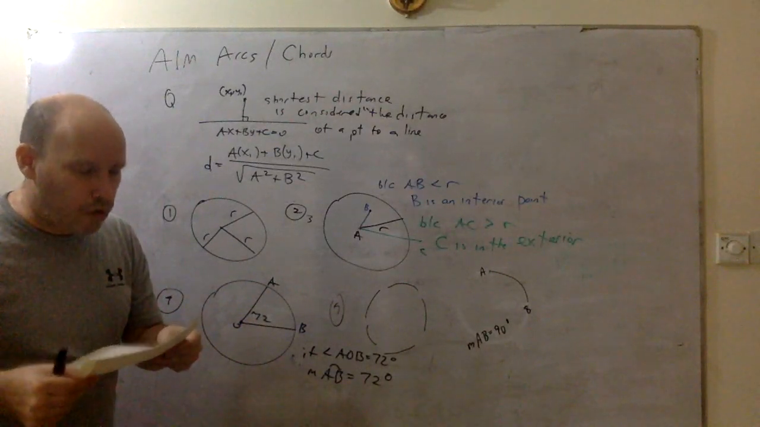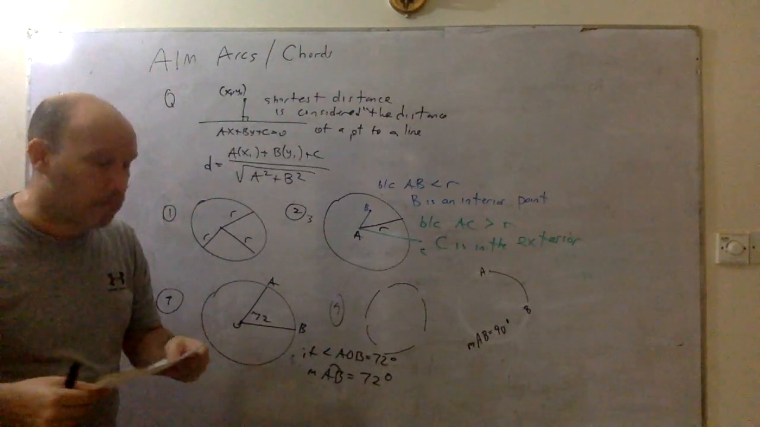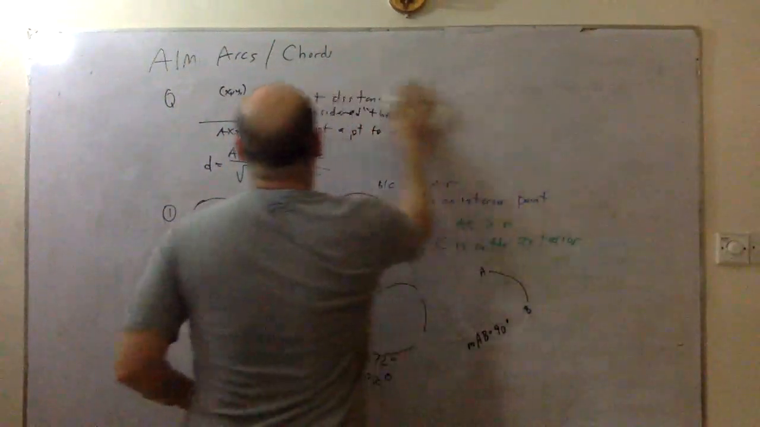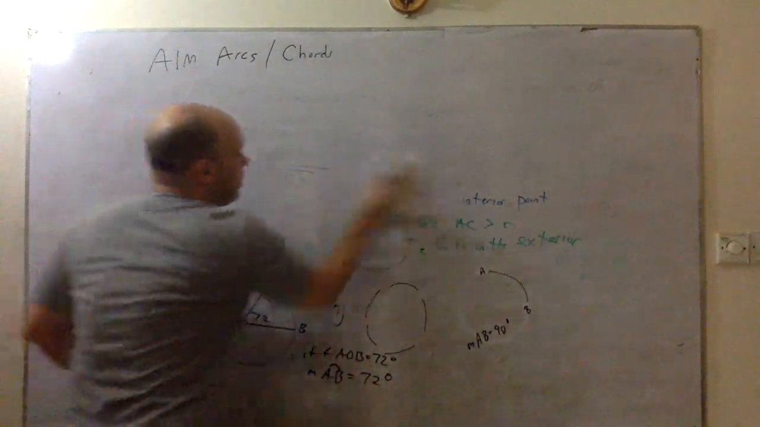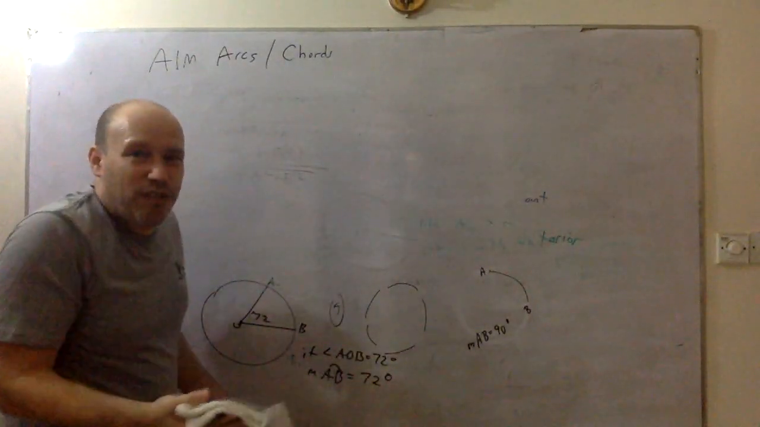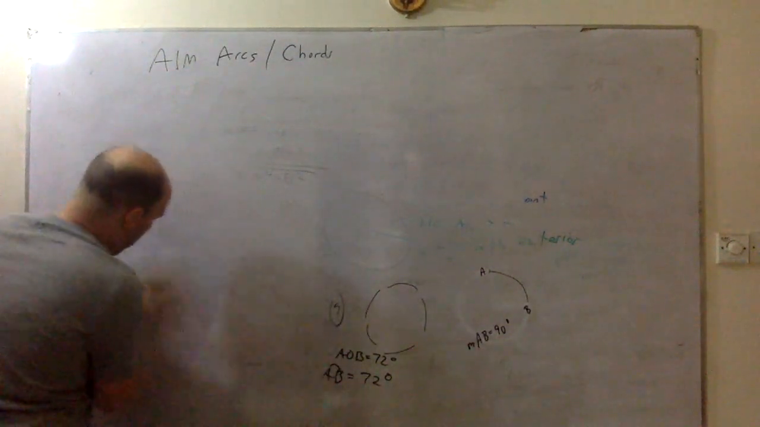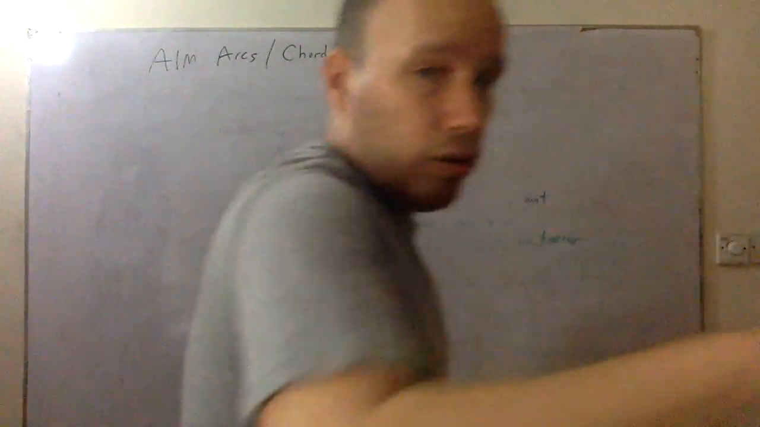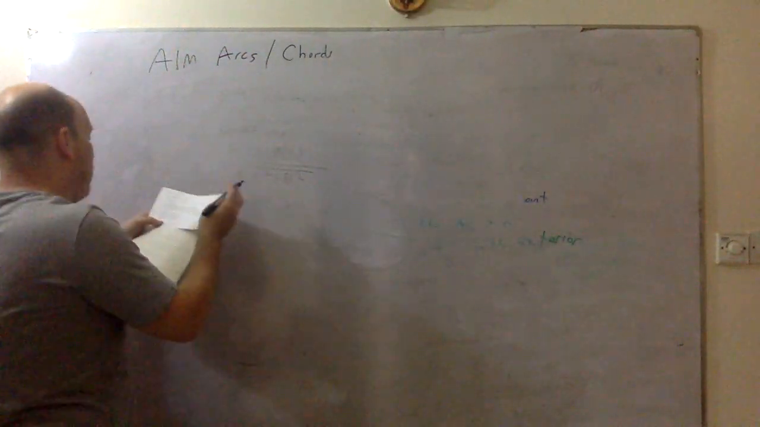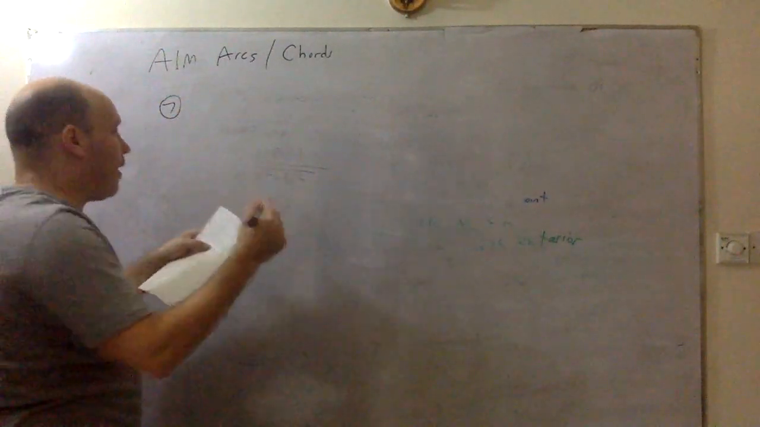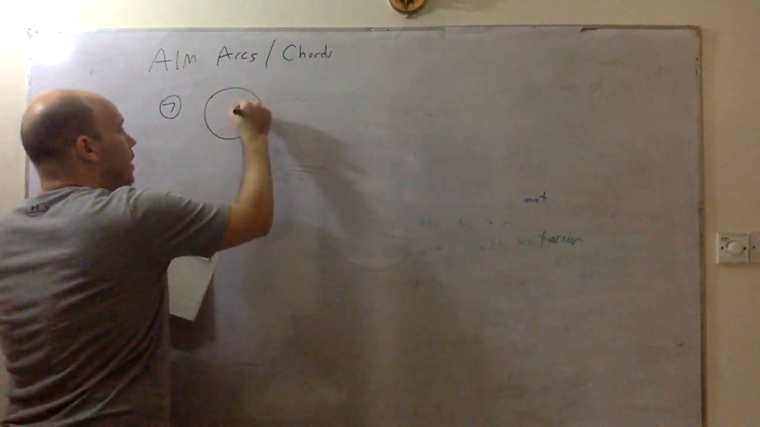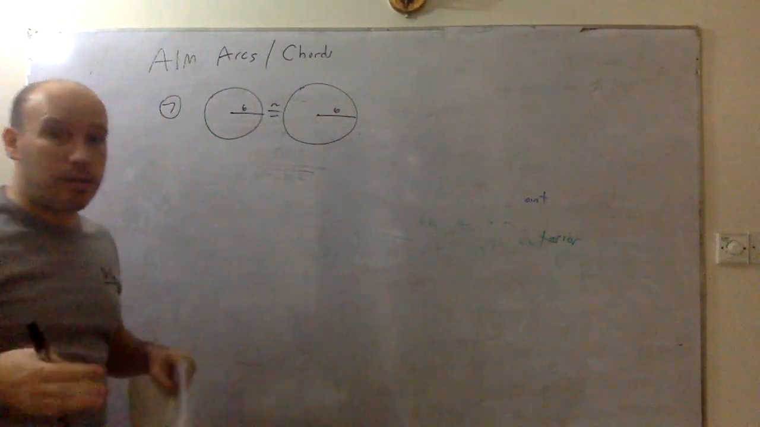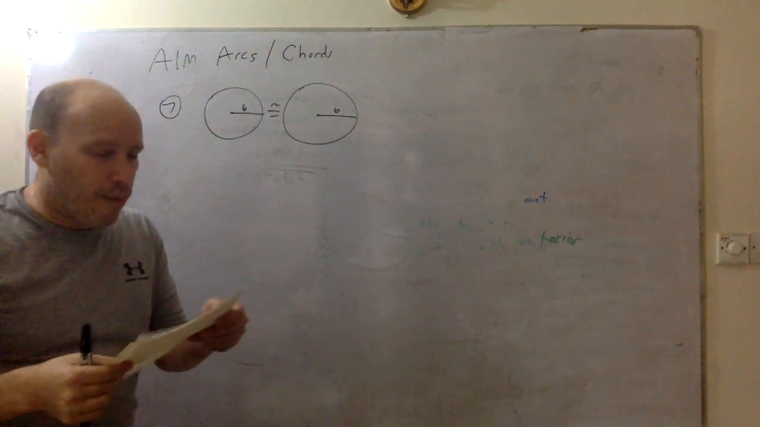Let's see. Congruent circles have congruent radii. That's interesting. You never talk about that. So we spent all those months on proving triangles congruent and finding all these properties. So the question is, are there congruent circles? Congruent circles have congruent radii. If this is a radius of 6 and this is a radius of 6, we say that these circles are congruent.